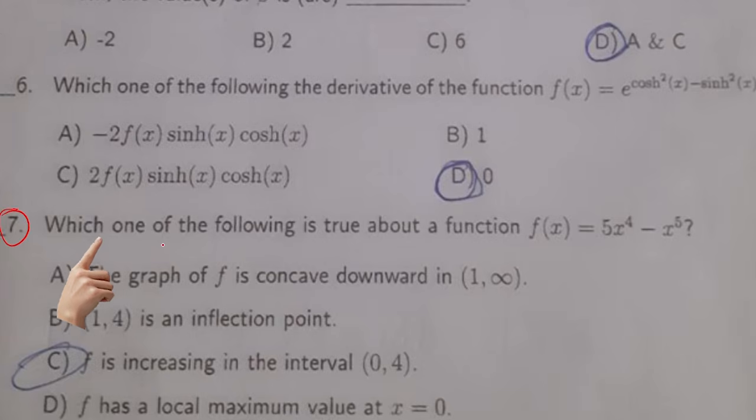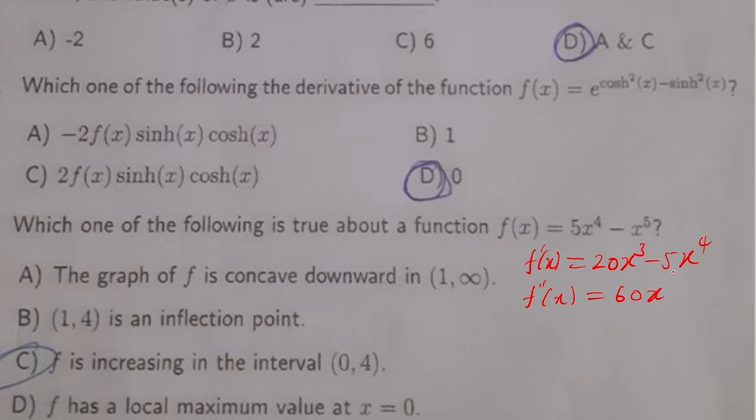Number 7. Which one of the following is true about a function f of x equals 5x raised to 4 minus x raised to 5? The graph of f is concave downward in 1 to infinity. To answer this one, first we need to determine what's f prime at x. That is 20x cubed minus 5x to the power of 4. Second derivative at x, 60x squared minus 20x cubed.